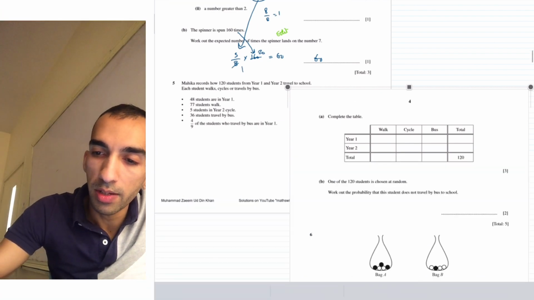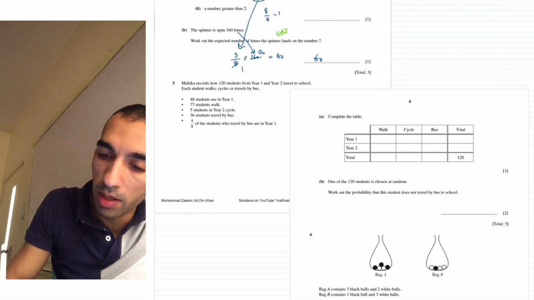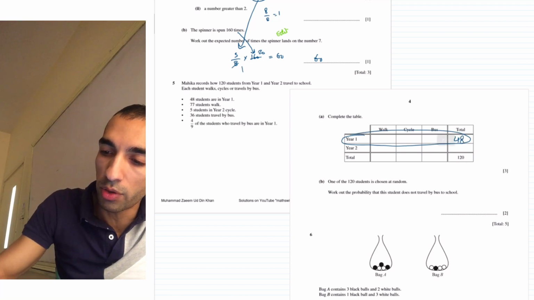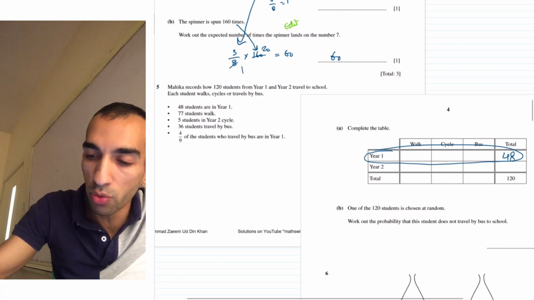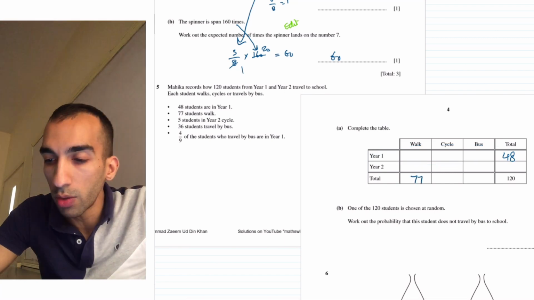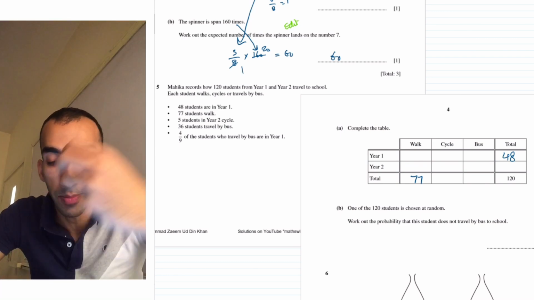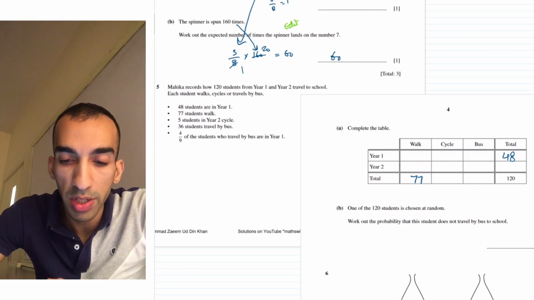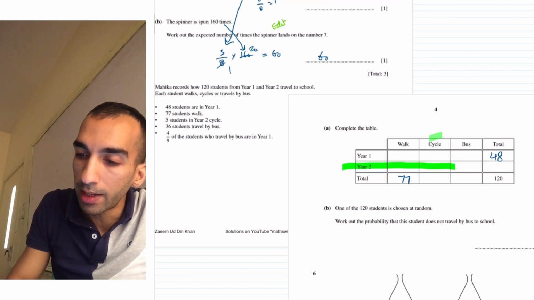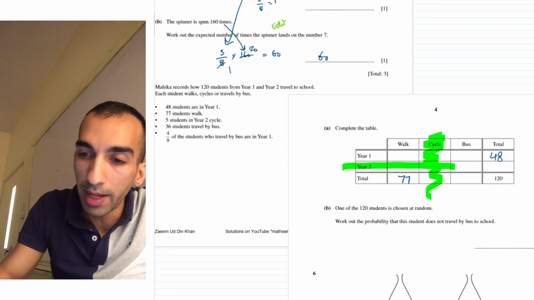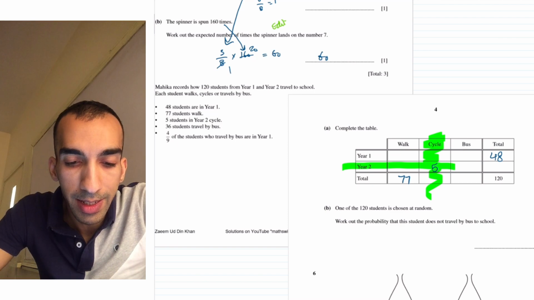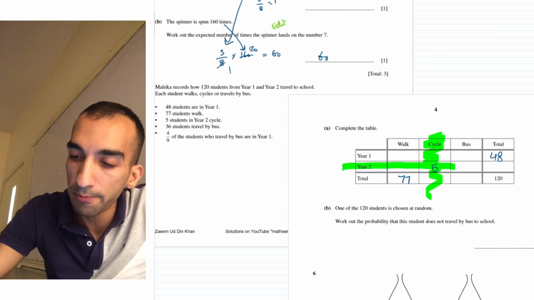Okay, since it says 48 students are in year 1, that means if I were to add this entire year, at the end I'll be able to say there are 48 students, right? 77 students walk. The total number of students who walk is 77. They haven't told us whether they are in year 1 or year 2, so we'll assume that's the total number of students. 5 students in year 2 cycle. Now year 2 is this one, cycling is this one. So where they collide, that's where we need to fill out 5.